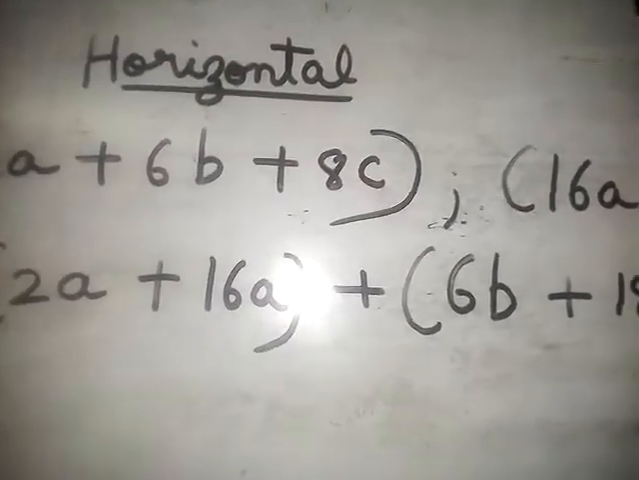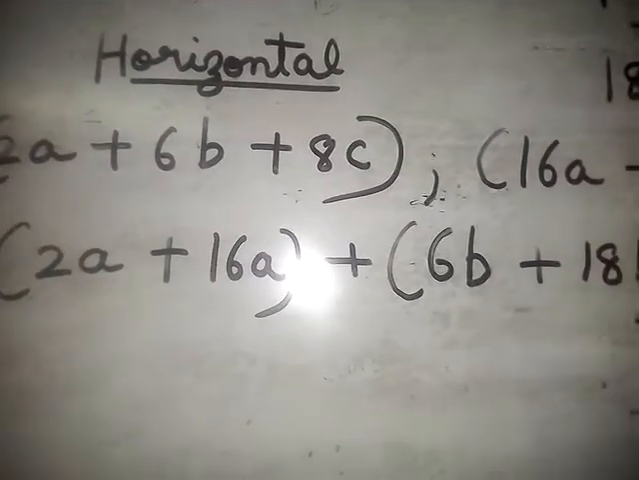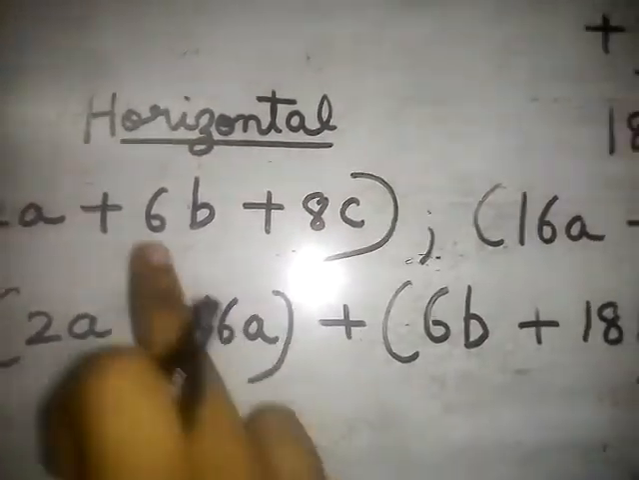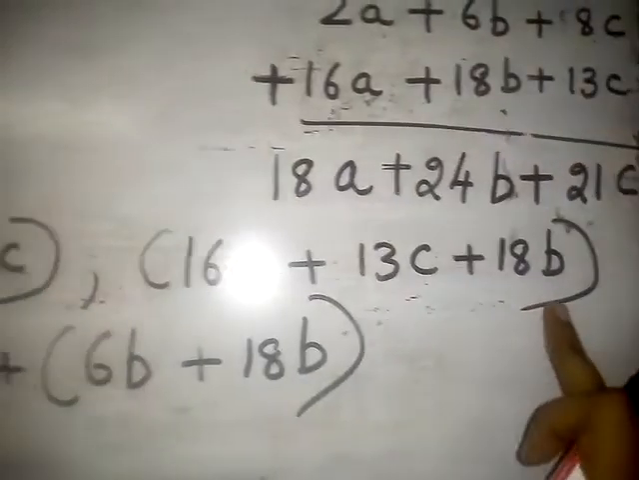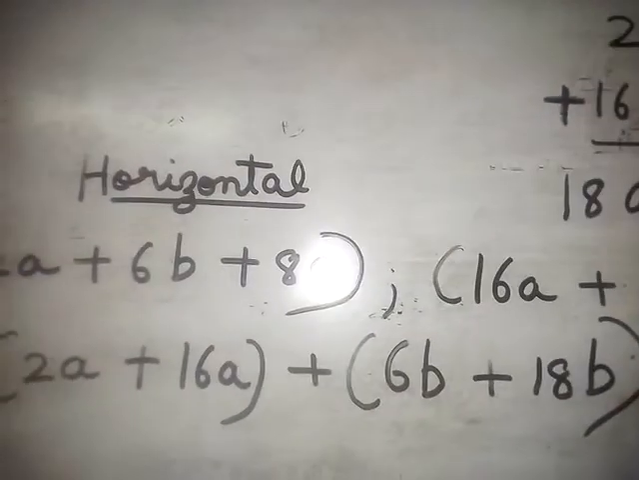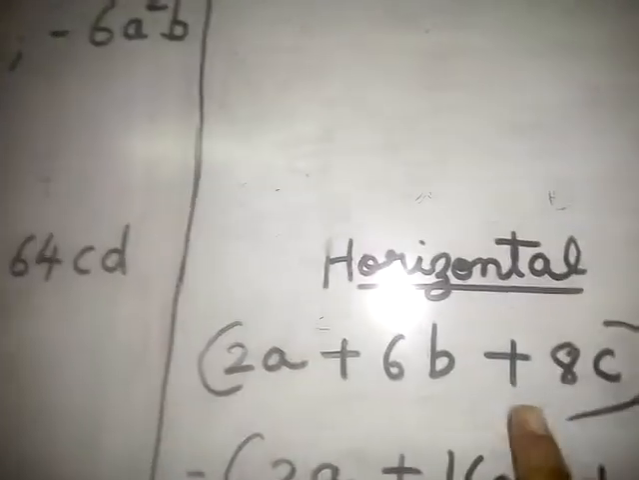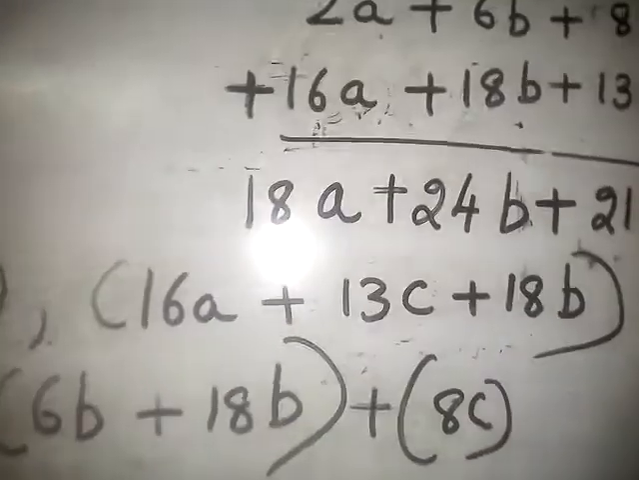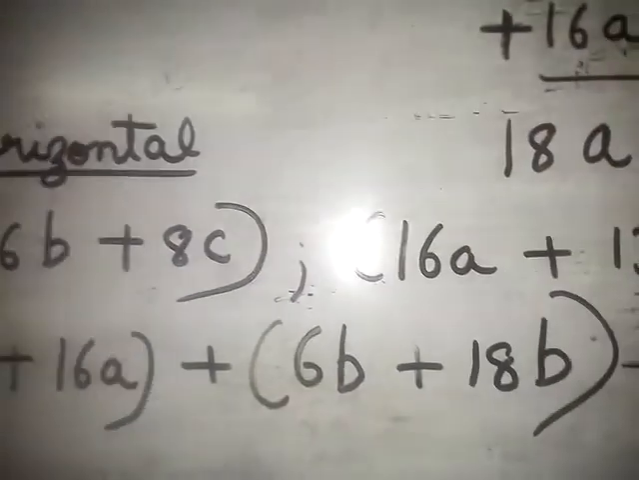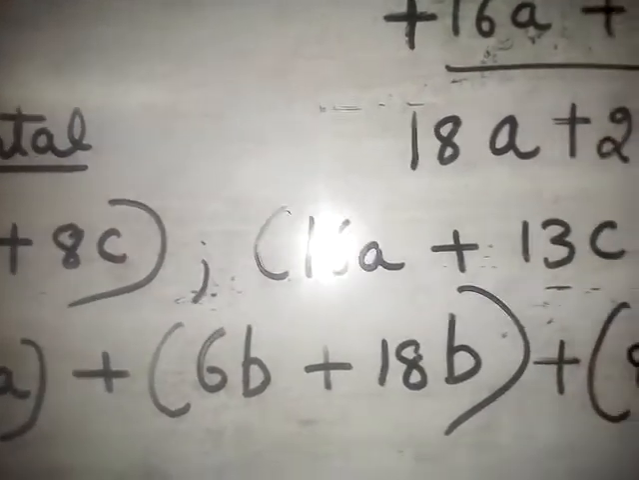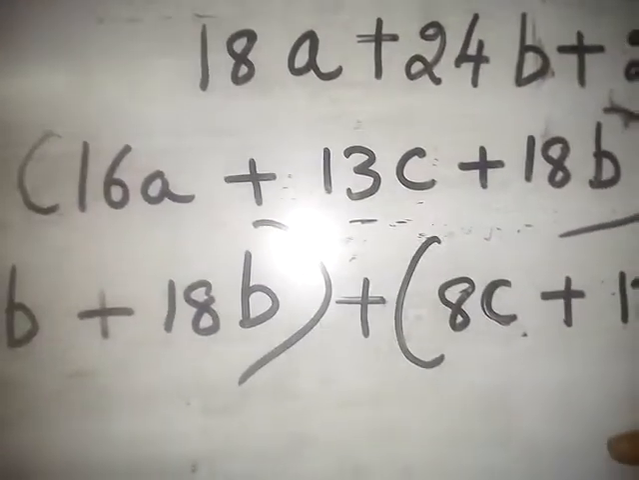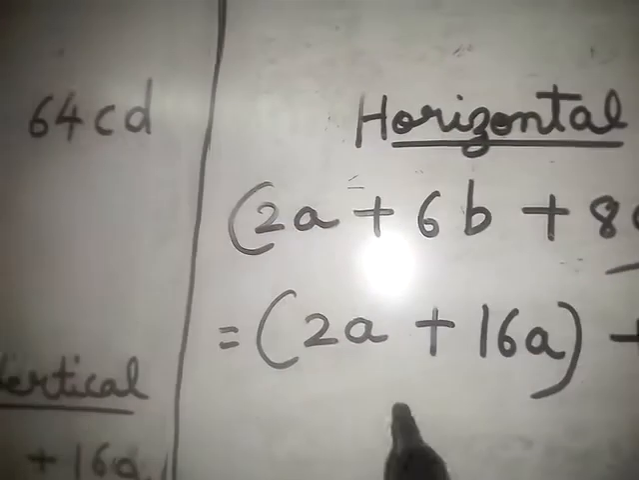When you get the answer in unlike terms, then you have to stop. That will be the answer. 2a plus 16a plus 6b plus 18b plus, now the last one is c. 8c, see, in the second bracket, where is c? Here. 8c plus 13c. Now you have to add these like terms.